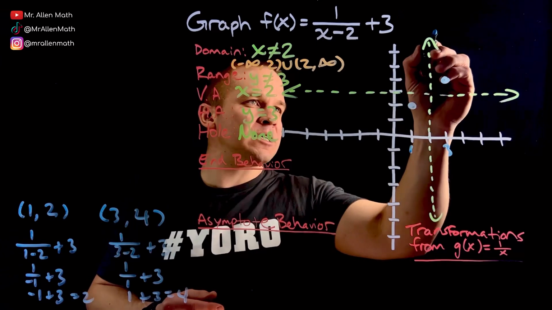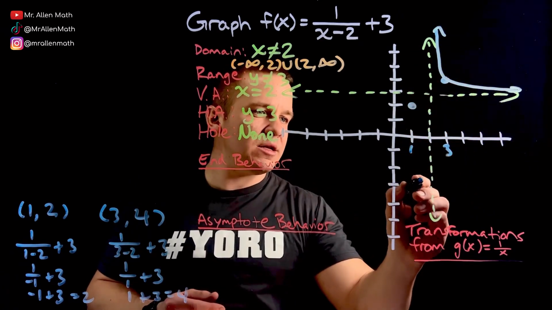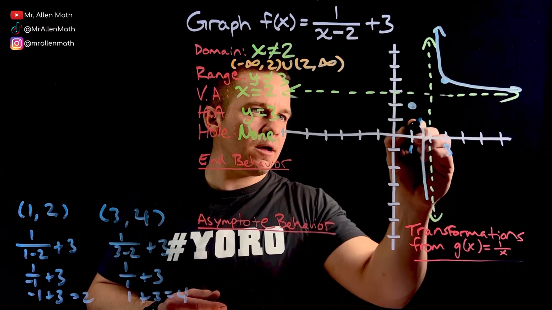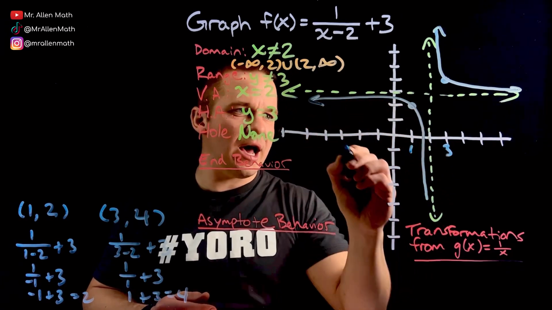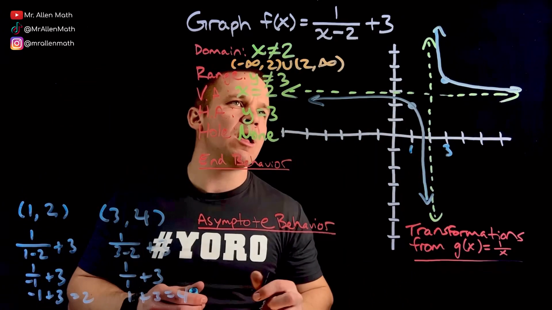So now I know, based off of my parent function, how things look, it's going to look something like this, right? And it's going to come up through here. And it looks something like that right there. Beautiful. We could find x and y intercepts. I'm not going to do that in this video.